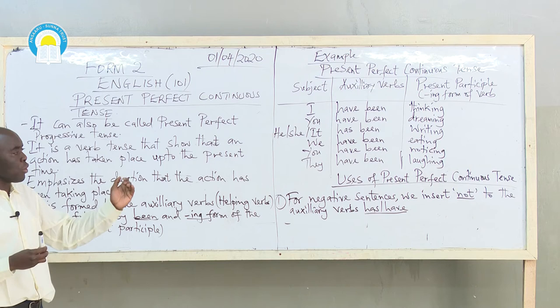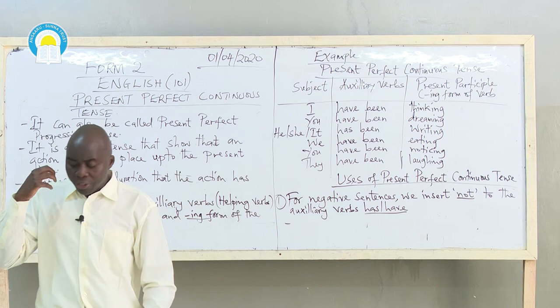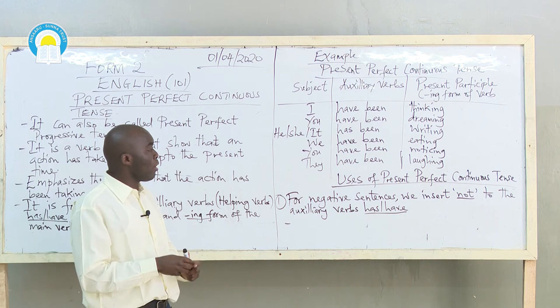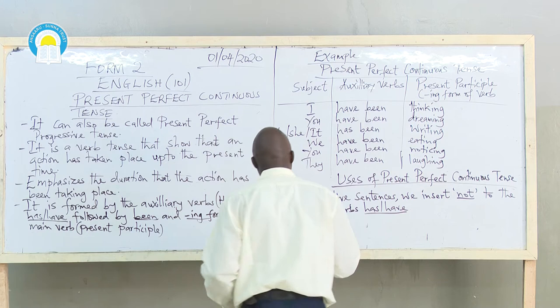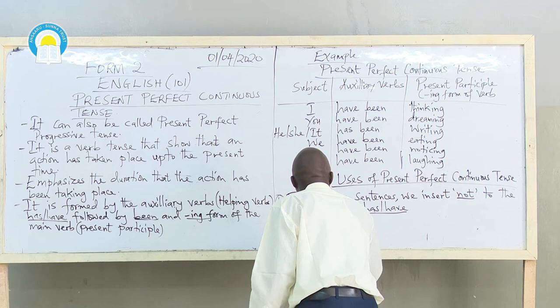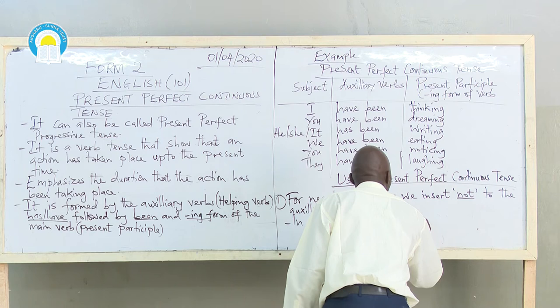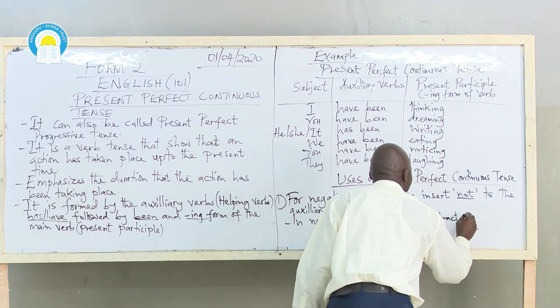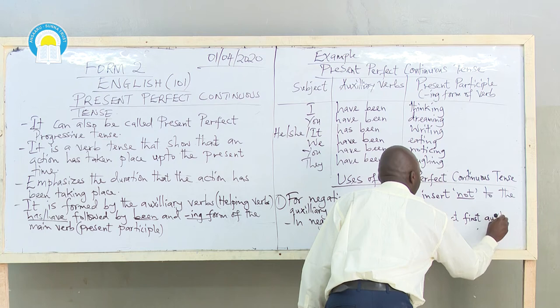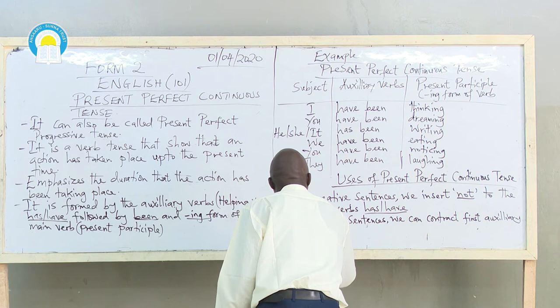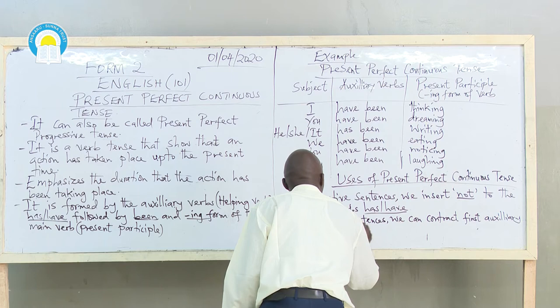If you don't want to say have not or has not, you can also contract the first auxiliary verb and not. What do we mean by contracting the first auxiliary verb with the word not? Let's write that down. In negative sentences, we can contract the first auxiliary verb with not. For example, let us look at these examples here.